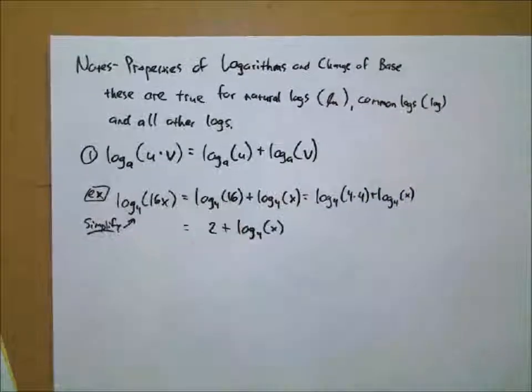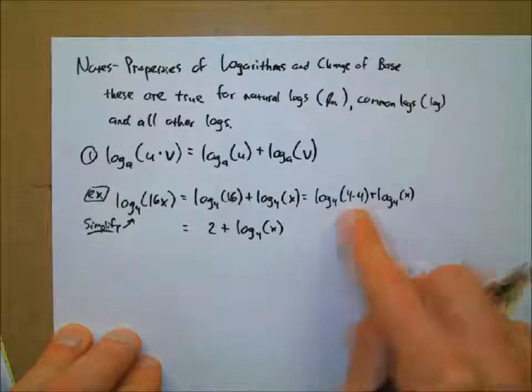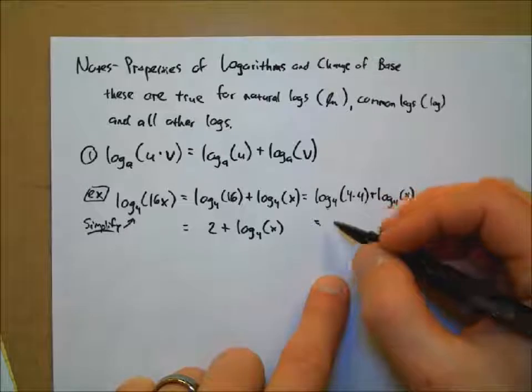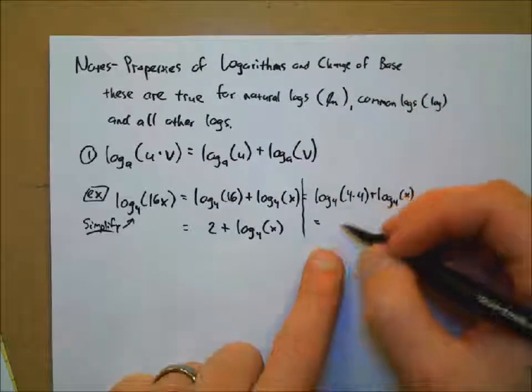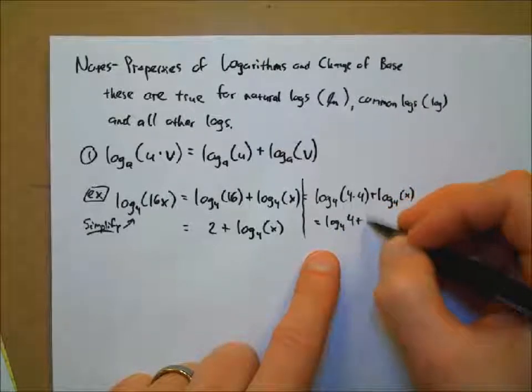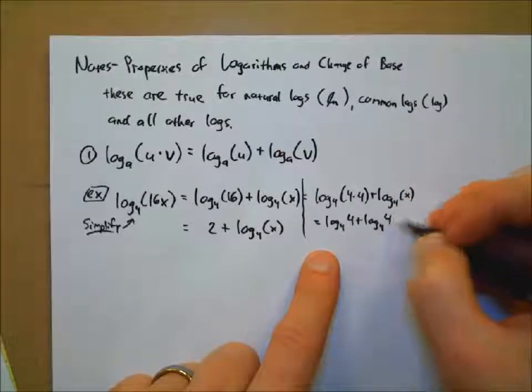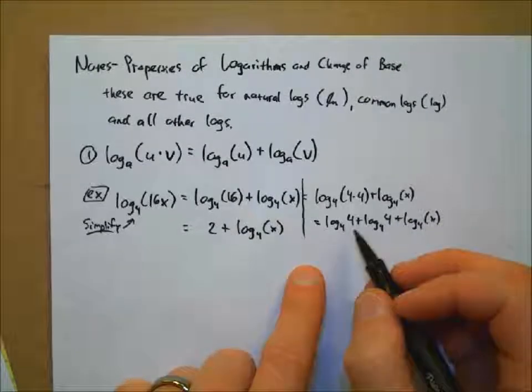Right? So maybe you didn't want to simplify from here. Maybe you saw that 16, you're like, let's break that 16 up into 4 times 4, which then would give us another product. So we could say log base 4 of 4 plus log base 4 of 4 plus log base 4 of x. And again, log base 4 of 4 we know is what?